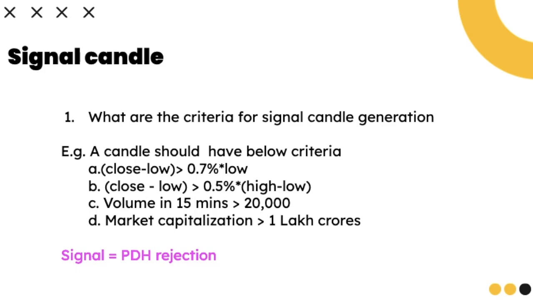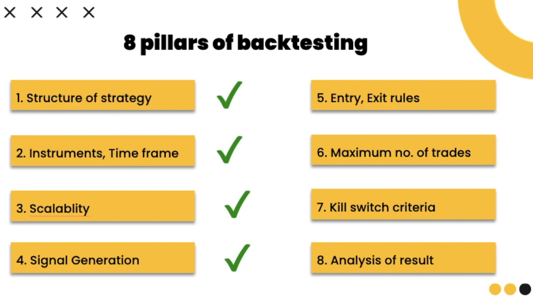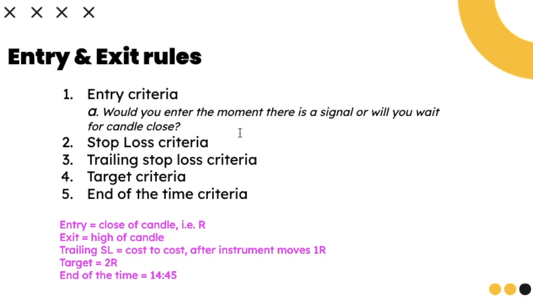And now let us come back to the fifth element, entry and exit rules. Entry and exit rules are the most important. For example, in the previous case, when we have given four criteria that need to be met for signal generation, are you going to enter on the fly or are you going to wait till the close of the candle? And once you enter at the close of the candle, let us say the exit is the high of the candle. So entry minus exit, that is the stop loss. Let us define that as R, and then the trailing stop loss. Trailing stop loss in this case is cost to cost.